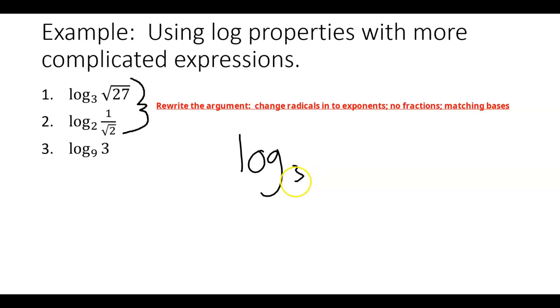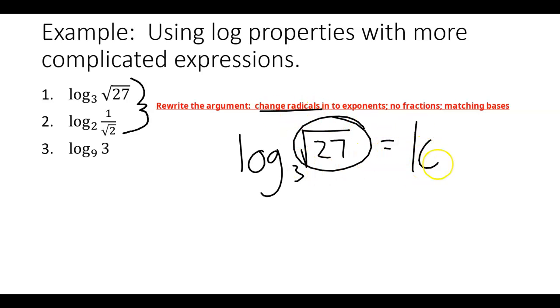Log base 3 of the square root of 27. Well, first of all, we don't like radicals, right? So I want to get rid of that. I'm going to rewrite it as log base 3 of 27 to the 1/2 power. Okay. Now this says no fractions. Now I'm not talking about fractions in the exponent. That's okay. When I say no fractions, I mean this number can't be a fraction. We're not there right now, so we don't have to worry about that one.